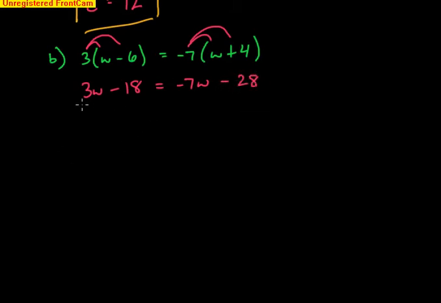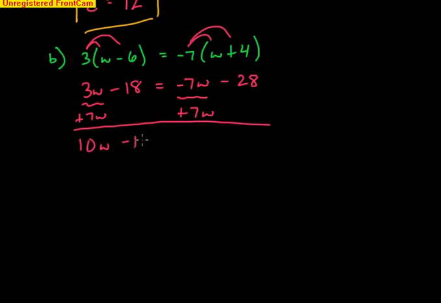So now let's focus on these w's. Get them together. Well, let's move the negative 7 to the left by adding it. And if I do it here, I have to do it there. So I'm adding 7w. Okay? These are like terms. Let's add them together. 3 and 7 is 10w. The minus 18 comes down. The 7w's cancel, and the minus 28 comes down. And now this is a two-step problem.